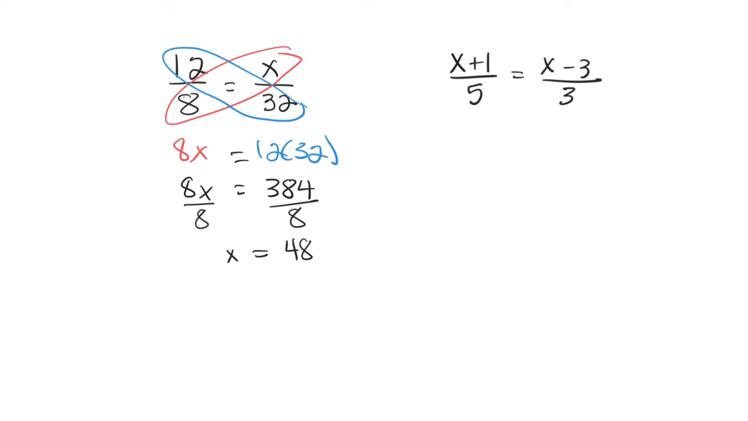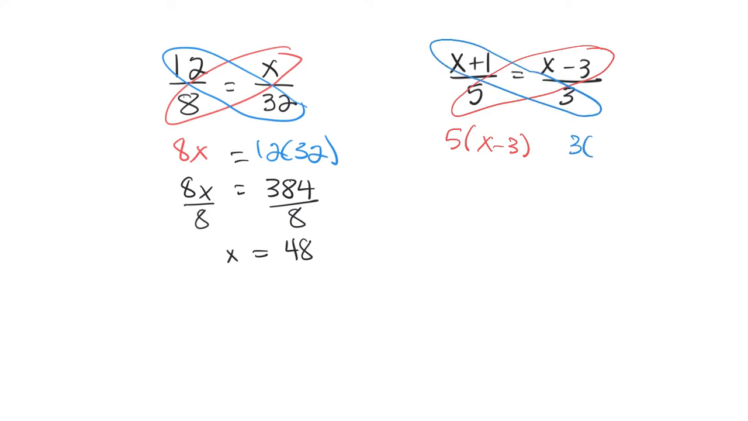So if I multiply across here, and it doesn't matter which cross product you take together, you take the bottom of one and the top of the other, I have to write this as 5 times x minus 3. And then the other product is going to be 3 times the quantity x plus 1. So you have to have that set of parentheses on each side, and then we're going to go ahead and distribute. So 5x minus 15 equals 3x plus 3. And now we get equations that you've solved before.